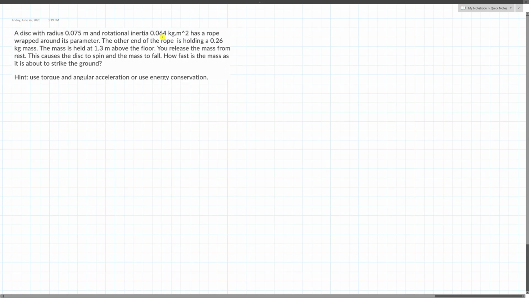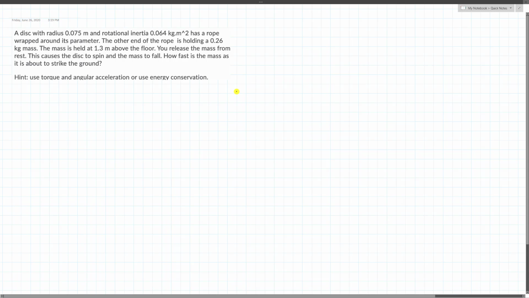We don't necessarily know if the disc is a uniform disc or if it's actually a solid disc at all, but it's nice to have the inertia already given to us. And then there's the rope wrapped around its perimeter. So we know that the rope has basically this radius. And the other end of the rope is holding a 0.26 kilogram mass. The mass is held at 1.3 meters above the floor, and then you release the mass from rest. This causes the disc to spin and the mass to fall. So how fast is the mass as it is about to strike the ground?